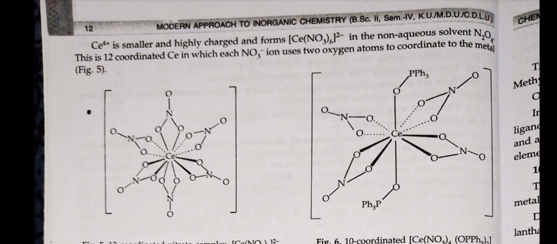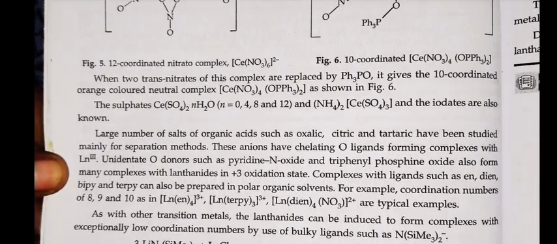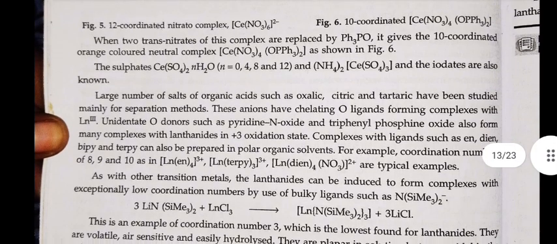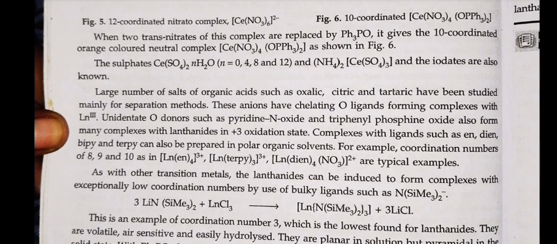Cerium 4 positive is smaller and highly charged and forms complexes in the non-aqueous solvent N2O4. This is 12 coordinated cerium in which each nitrate ion uses 2 oxygen atoms to coordinate to the metal. When 2 trans nitrates of these complexes are replaced by phenyl phosphate, it gives the 10 coordinated orange colored neutral complex as shown in figure 6. The sulfates and the iodates are also known.